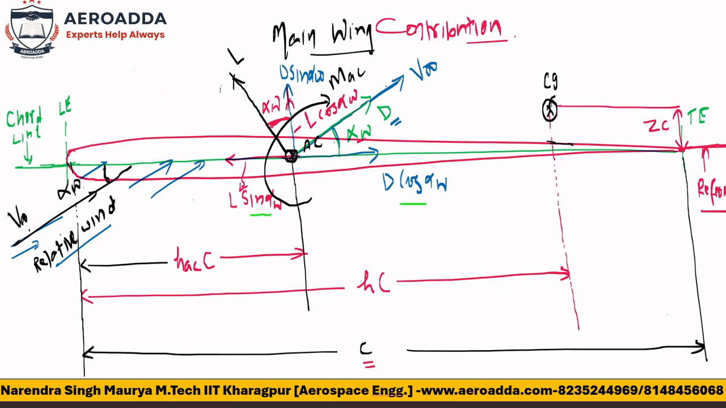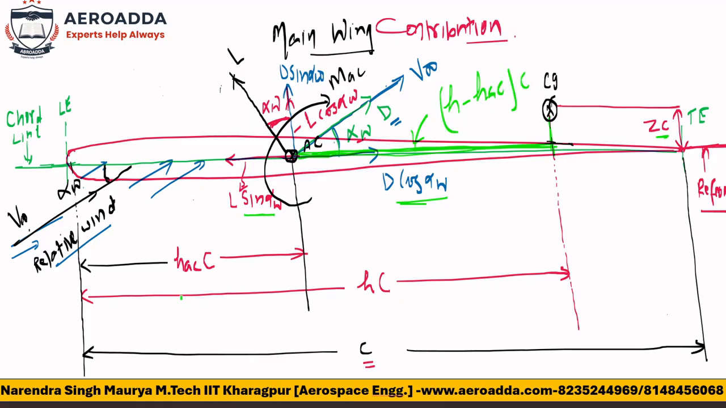For D cos alpha w and L sin alpha w, what is the perpendicular distance? That is nothing but ZC. Similarly, for D sin alpha w and L cos alpha w, what is the perpendicular distance? This one, from CG to this. What is this location? Check, everybody. Can you say this location is nothing but HC, or h minus h AC in fraction of c?